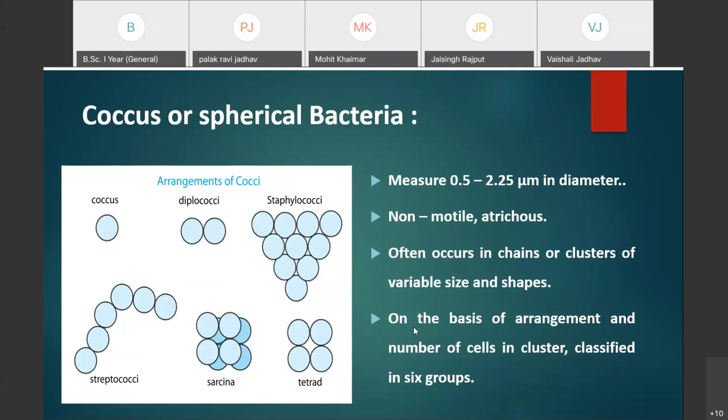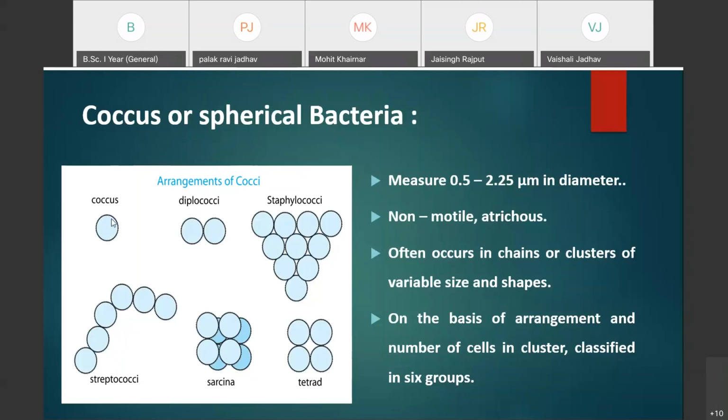Depending upon the arrangement and the number of cells in the cluster, these are classified into six morphological groups. The first one here you can see is the micrococci. Here simply written is the coccus or the single bacteria, and we can refer to it as a micrococci. Micrococci means what?